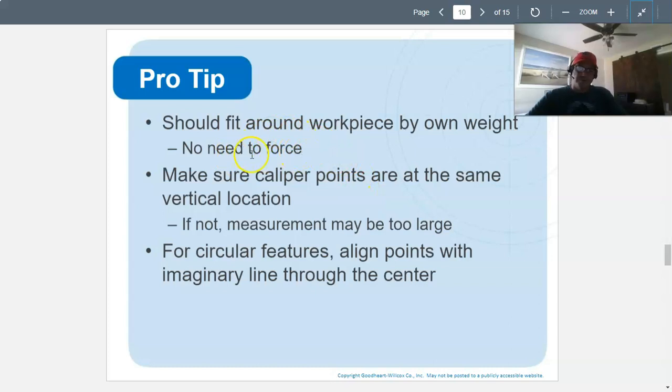Just don't force it, and make sure the caliper points are at the same vertical location. When you're using them, make sure that they're perpendicular to the workpiece and parallel to your view for the most part. And that's a good point. If not, the measurement may be too large.